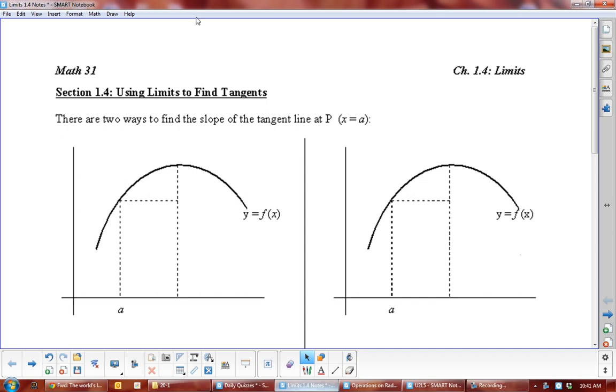Okay, so today we are going to be finding tangents, and more specifically, slopes of tangents, okay? Because the whole difference, I guess, between pre-calculus and calculus is that in pre-calculus you would not find a slope of a curve at a specific point, and in calculus, that's what it's all about, okay?